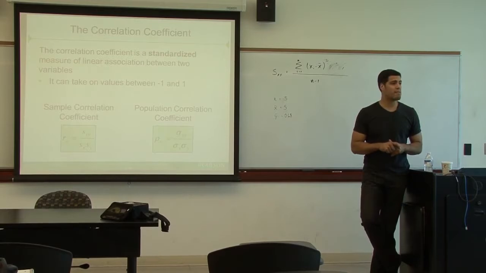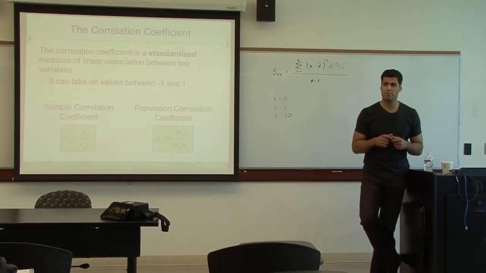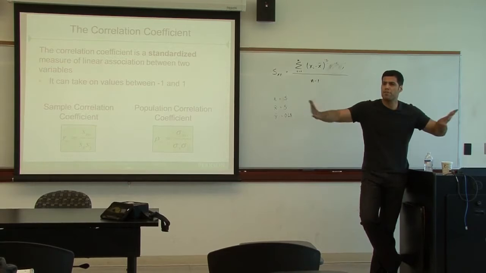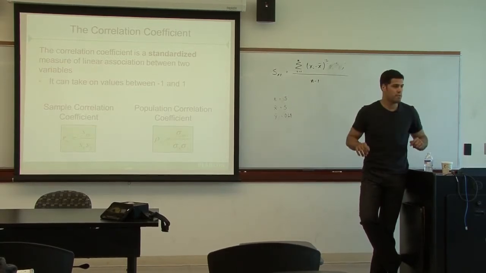So something like 0.95, is that close to 1? Yes. So that means that those two variables are strongly related, right? Very strong relationship. What about -0.95? Is there a strong relationship there too? Yes. You need to be far from 0 to have a strong relationship.